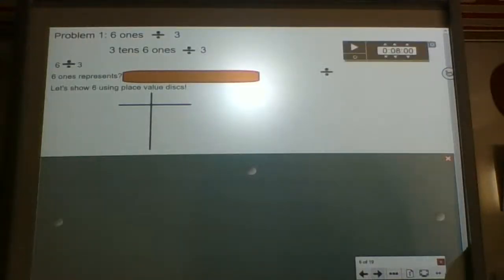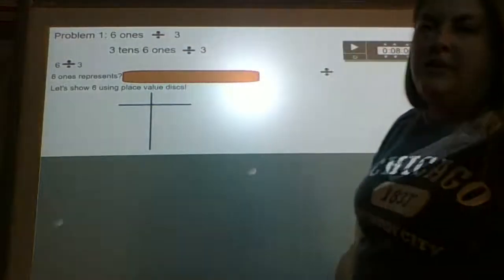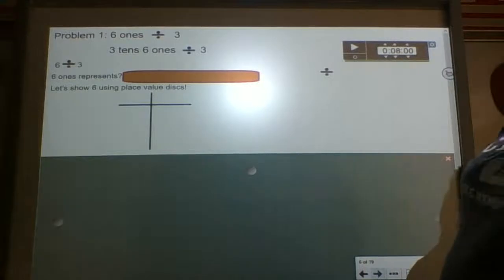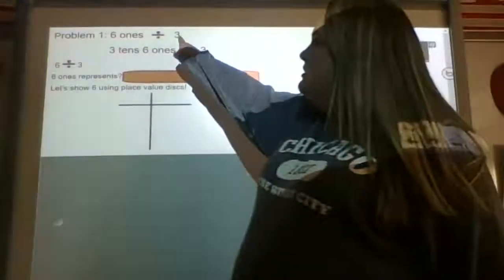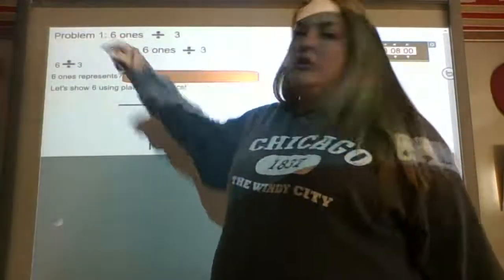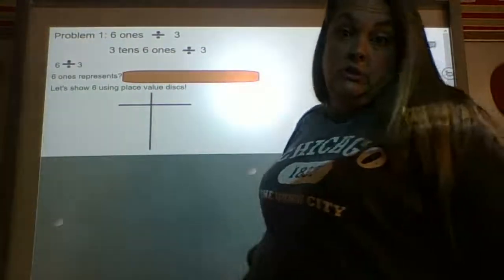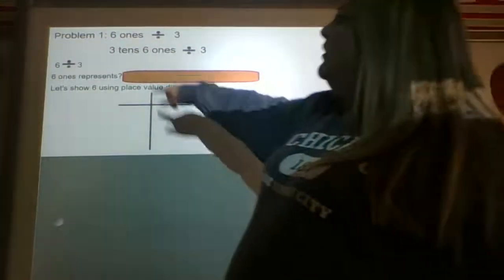All right, let's take a look at this. Same thing. It says 6 ones divided by 3. I want you to focus on that first, right? 6 ones divided by 3. So basically all I have to do is skip count from my divisor to my target. 3, 6. What do I get? 2. That equals 2.